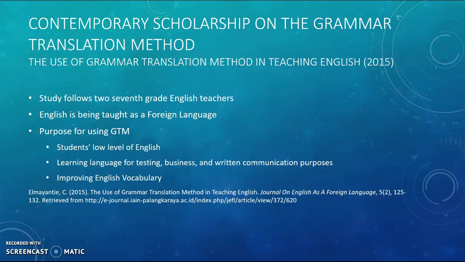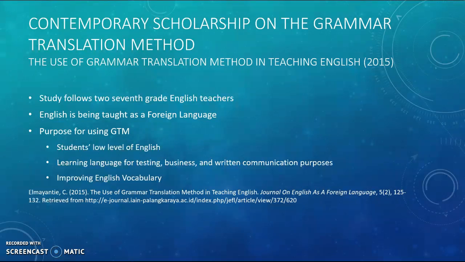As previously mentioned, the grammar translation method definitely has its advantages and disadvantages. The purpose of teaching English as a second or foreign language plays into what is seen as an advantage. One study done in an Indonesian school with 7th grade English teachers focuses on their intentional choice to use the grammar translation method to teach students English as a foreign language.